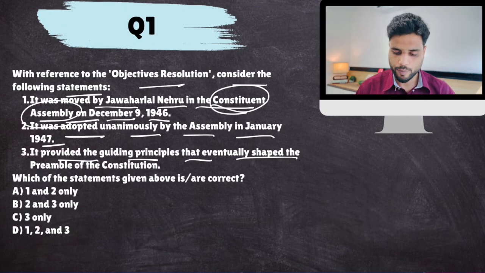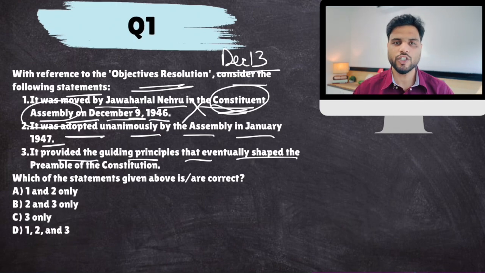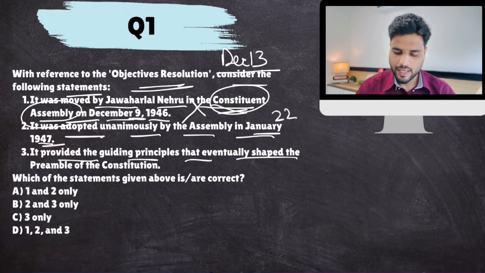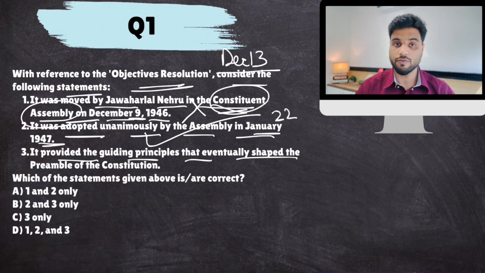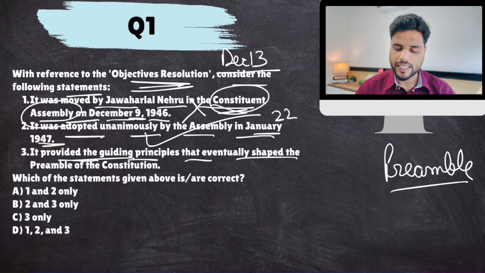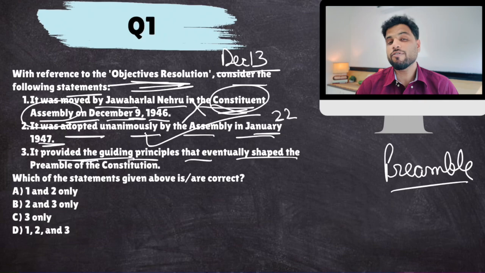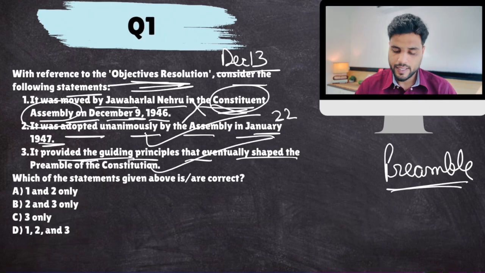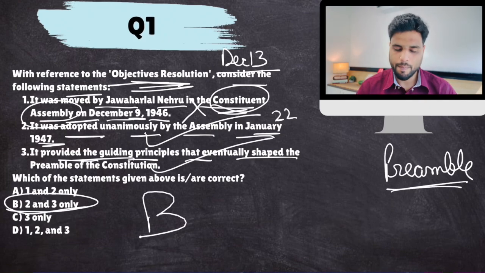That framework was your objectives resolution, and it was moved by Jawaharlal Nehru, and it was moved on December 13th, 1946, not December 9th. Then some discussions were held on this objectives resolution, and it was unanimously adopted by the Constituent Assembly on 22nd January 1947. So second statement is correct, first is false. And yes, later the preamble of our constitution directly borrowed from objectives resolution. So objectives resolution kind of created the basis for preamble. So the answer would come out to be B.